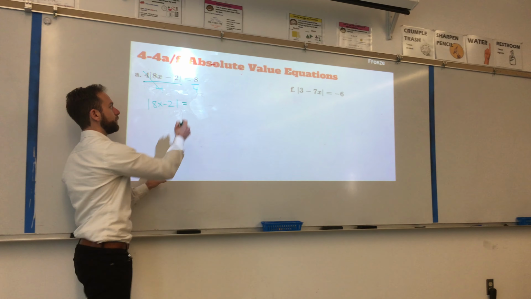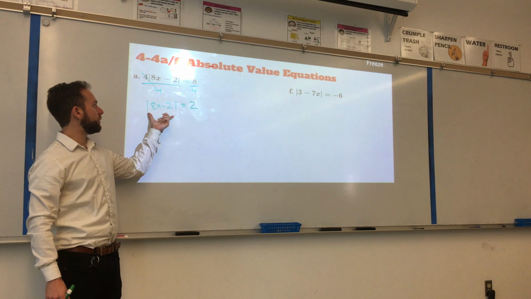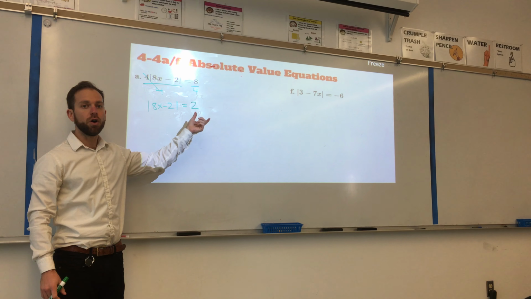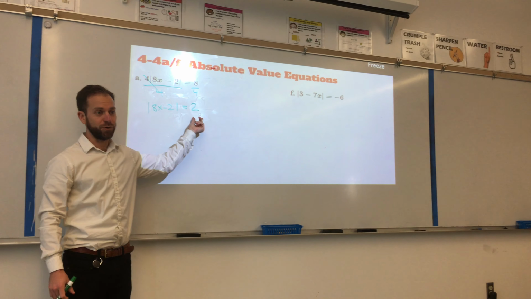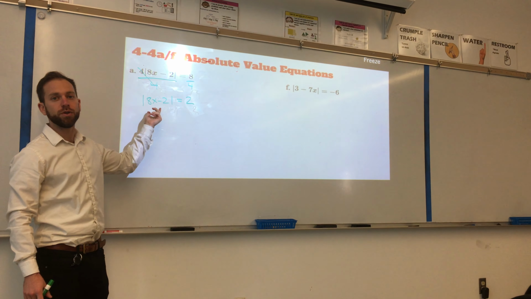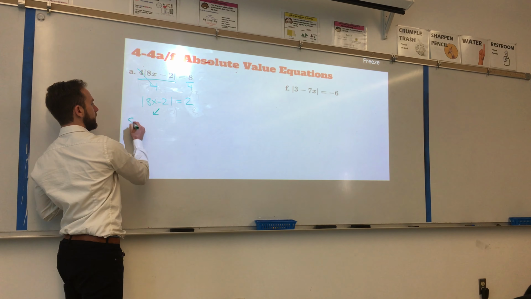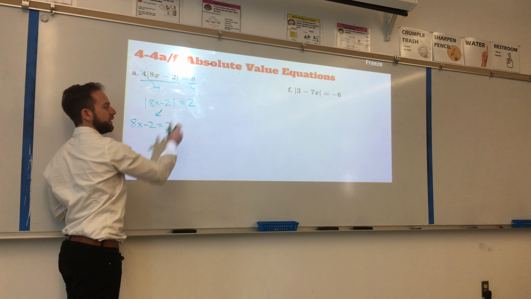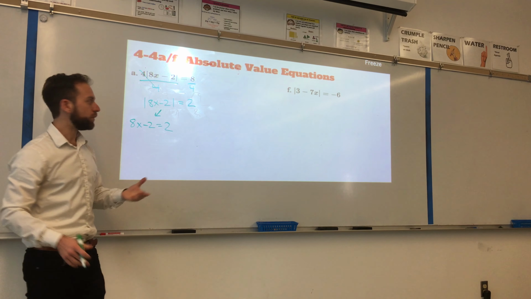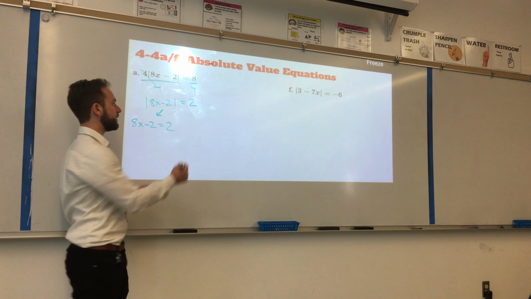Now here's the tricky part. Whatever's inside the absolute value comes out positive. So if this were to equal negative 2, it would come out as a positive 2. So really, we're solving two equations here. We're solving the normal version of this, where what's inside is positive 2 and comes out positive, and then the opposite version, where what's inside is negative and comes out positive.